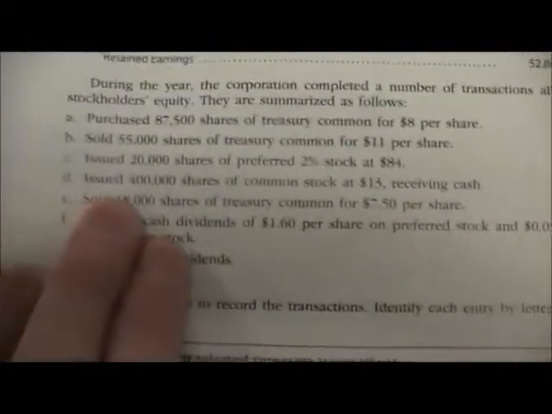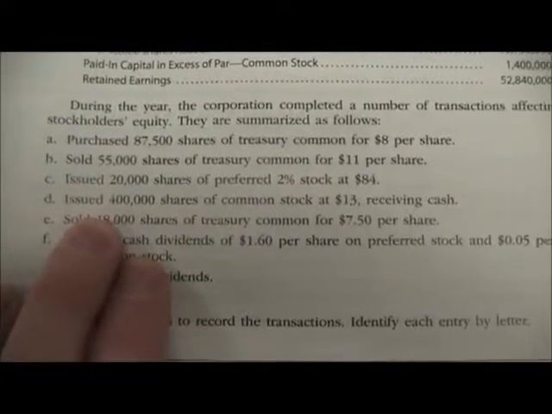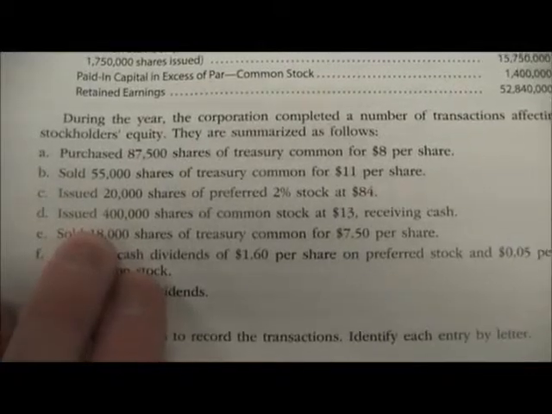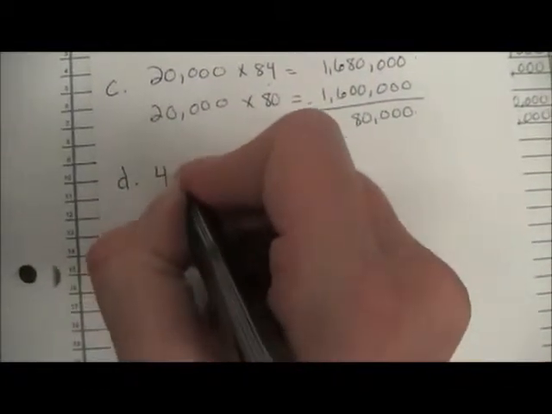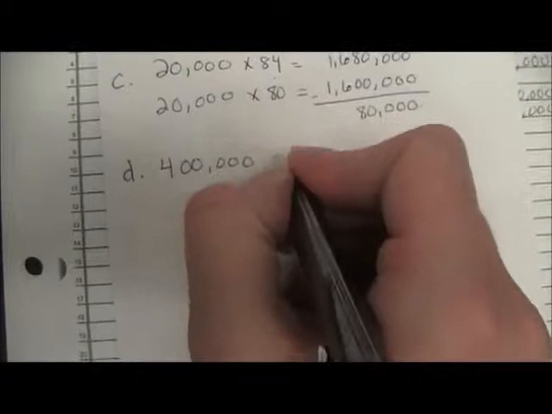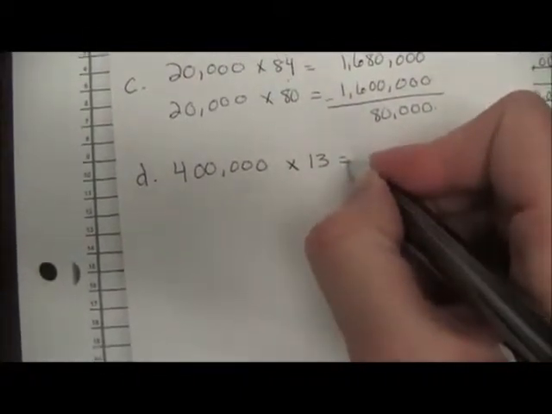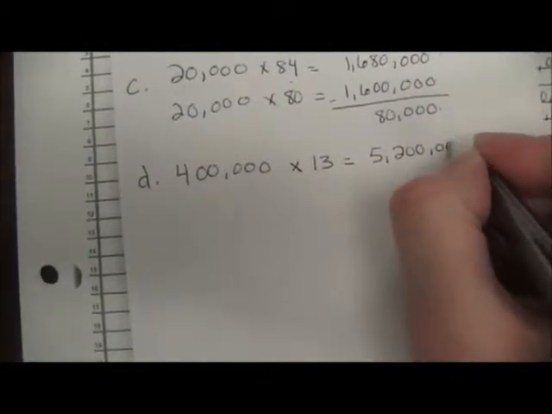Okay, letter D. We issued 400,000 shares of common stock at $13, receiving cash. So on our scrap paper, letter D, 400,000 times 13 is 5,200,000.